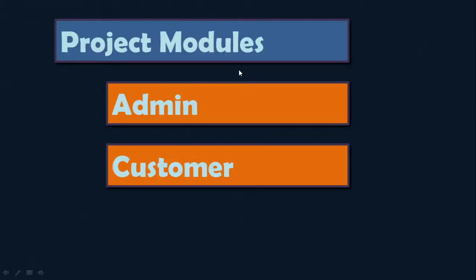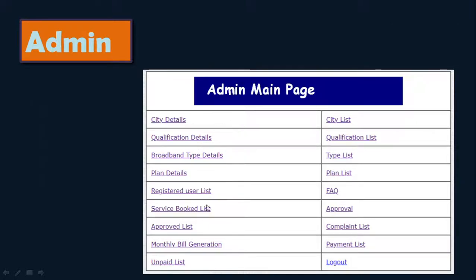And this project will have two modules. One is the admin module, the other one is the customer module. Now let us look at the admin options. Here the admin can add city names and the corresponding list, qualifications of customers, and broadband types, which is important. What are the types of broadband available? And in these, what plans are available? Then we have a registered user list. A user can sign up and book the service. Once they book the service, we can approve it. Once it's approved, we can generate the bill, see the payment, and also see the unpaid list and complaints. If there is any complaint, they can raise it online. Therefore, we know what the complaint is, we can send our team, and we can solve the problem.